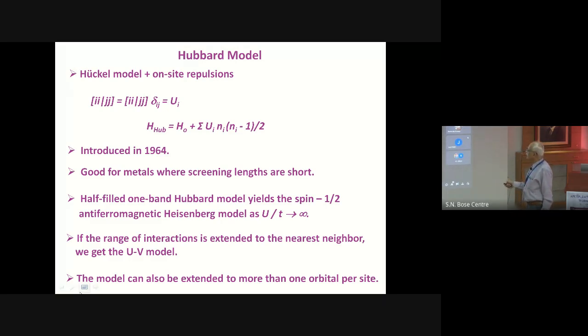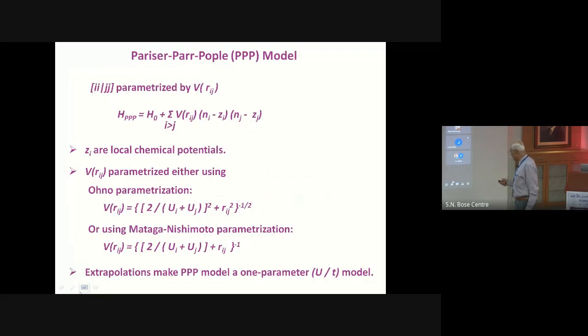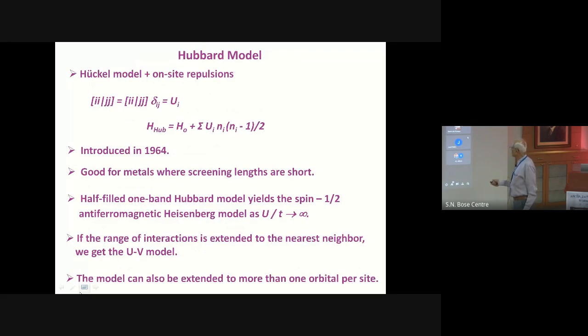It is good for metals because Debye screening lengths in metals are very short. So you can say that the electron-electron repulsions are completely truncated to just on-site repulsions. Then you have the half-filled band. If I'm working with a half-filled band and a very large U by t, then it's quite easy to show using perturbation theory that this gives rise to an antiferromagnetic Heisenberg model. And this antiferromagnetic exchange is what's called Anderson kinetic exchange.